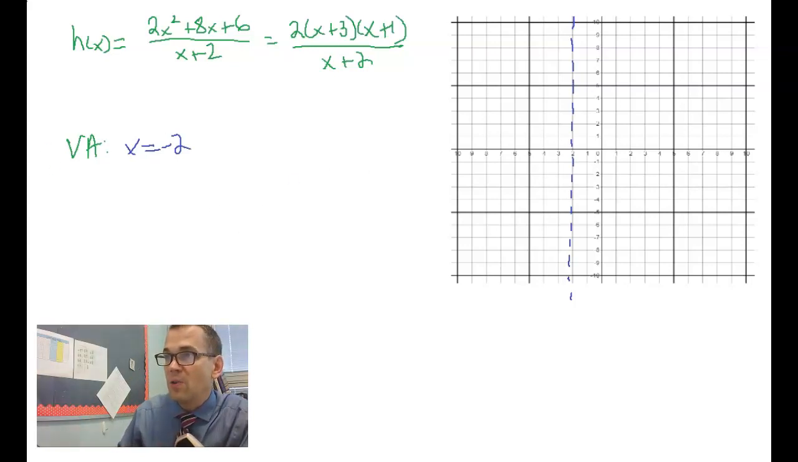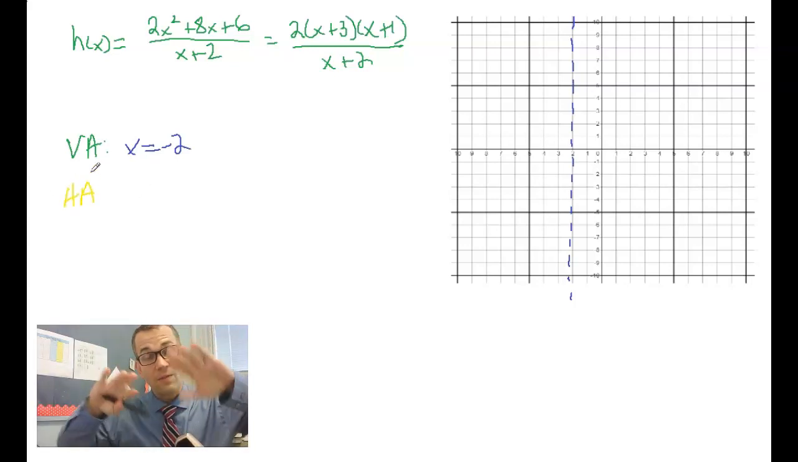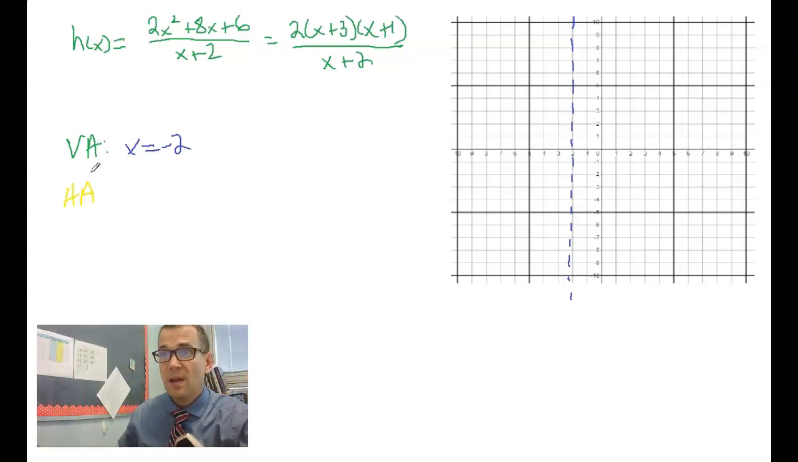Now I'll do my analysis for a horizontal asymptote. That means what's the graph going to do when x gets very far away from 0? So very, very big or very, very negative. For very, very large numbers, this term in that polynomial takes over, and this term in that polynomial takes over. So I can look at the expression 2x squared over x. That's what this will behave like for large x's.